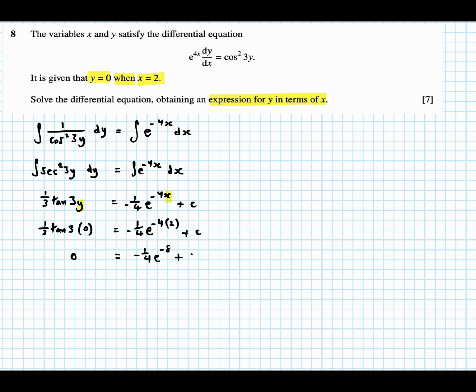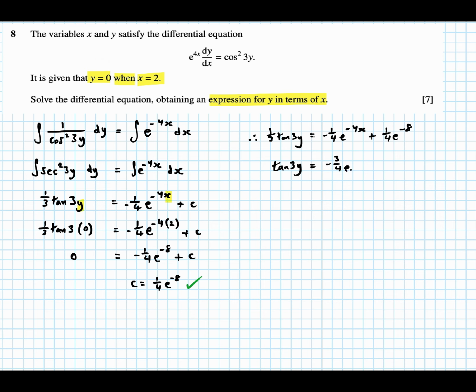So c is equal to 1/4 e to the minus 8, since minus 4 times 2 is minus 8. Just write that out there to make it very clear. From there you can plug that in, of course, to complete our equation. And we can simplify it down, perhaps, so we can get it down to y. Y is equal to.